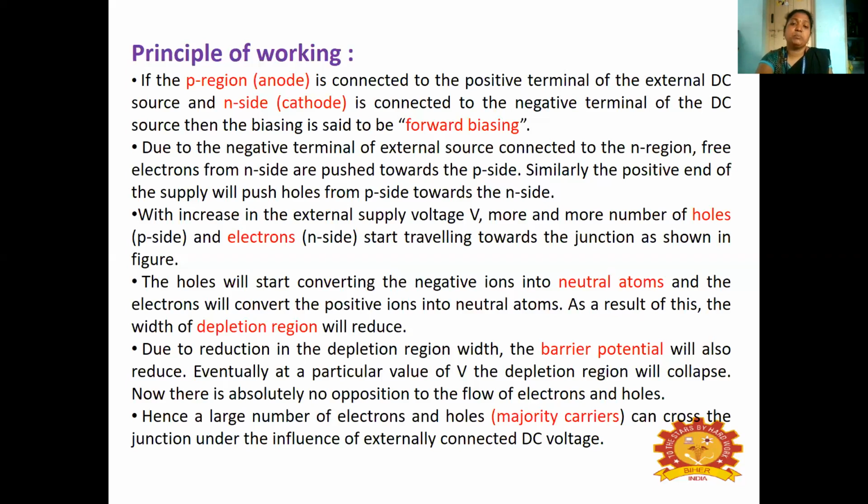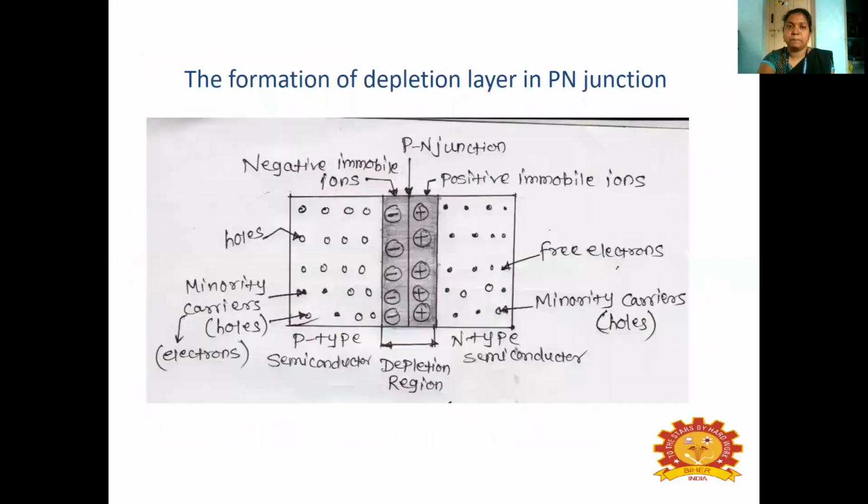Hence a large number of electrons or holes, that is majority carriers, can cross the junction under the influence of the externally connected DC voltage. This is the working of the forward bias of the PN junction diode. Likewise, in reverse biasing, it is just the opposite when you give the supply. We will see what happens in its working.